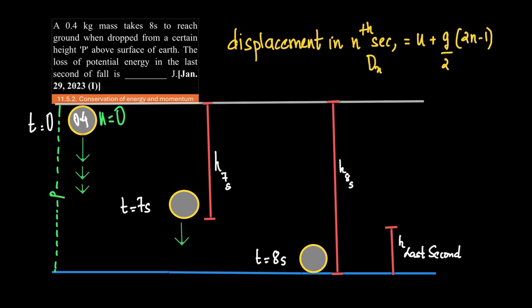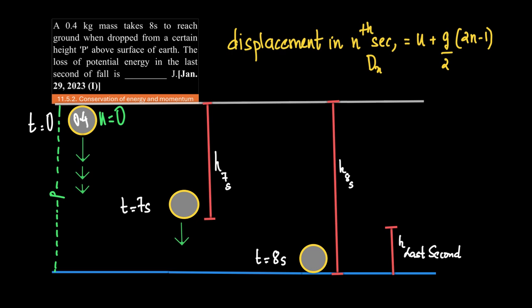The loss of potential energy in the last second of fall is... See, how many seconds will it take to reach the surface of the earth? It is 8 seconds. So this line here represents the distance traveled in 8 seconds. What does it mean in the last second? The distance traveled in the last second means distance traveled in 8 seconds minus distance traveled in 7 seconds. So we've been asked to find this much distance traveled in the last second.